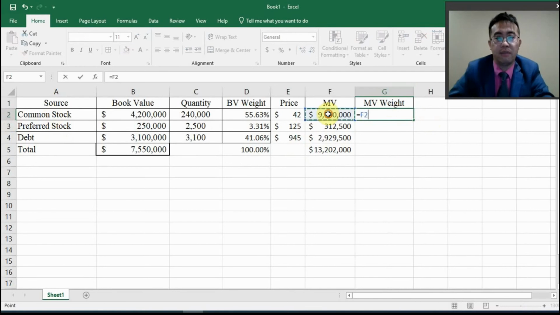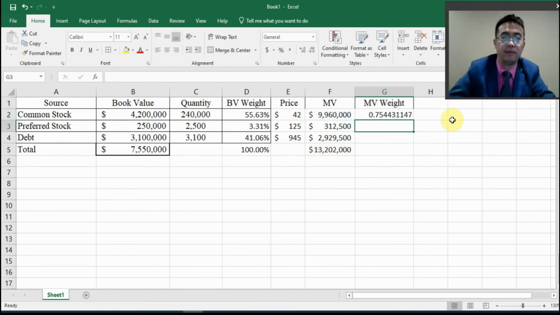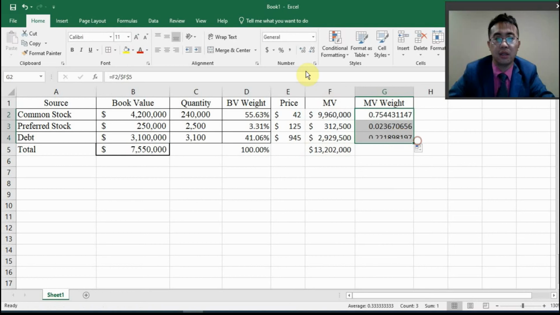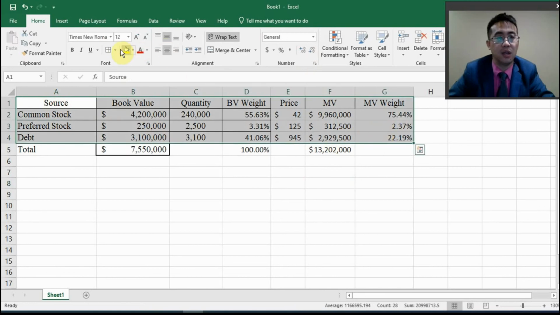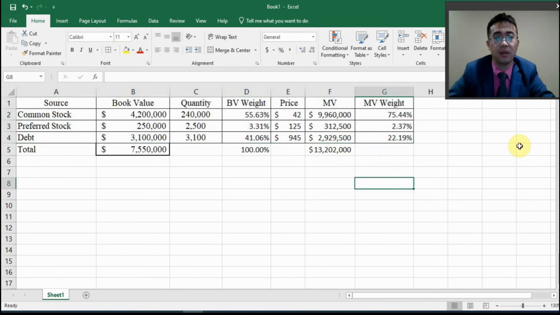Which is each of the market values divided by the total, and I'm going to lock the total by hitting hotkey F4 or just manually typing the $ in front of the column letter and the row number. All right, drag it down, make them percentage, show some decimals. Alrighty, and then I will use the borders here. So these are the answers to the first two questions. Actually, for the first three questions, but I still need to add more things.